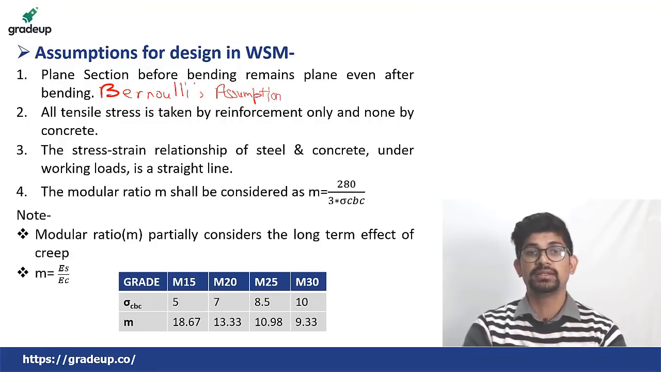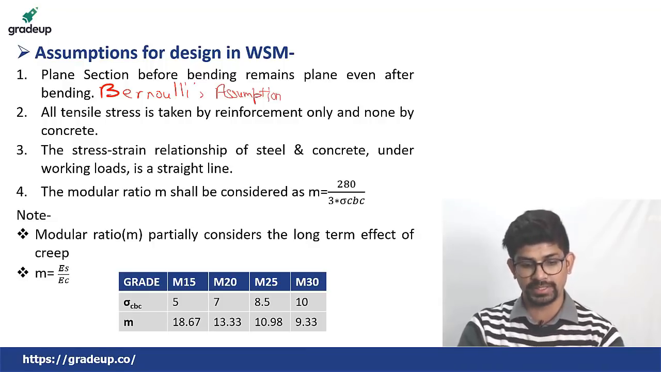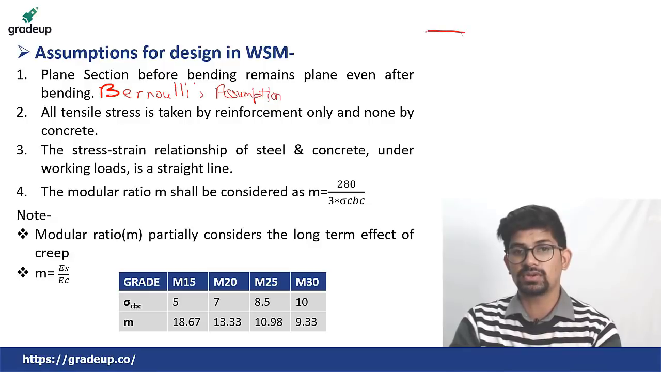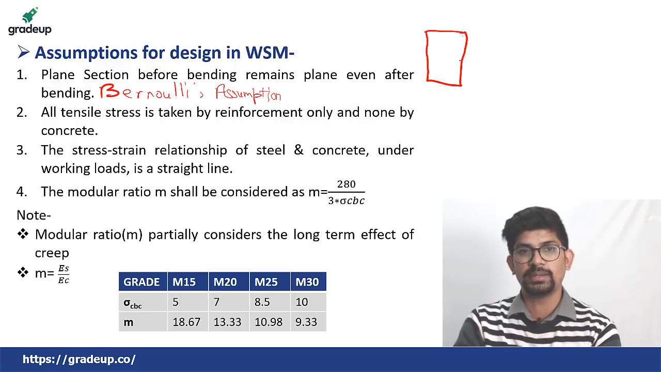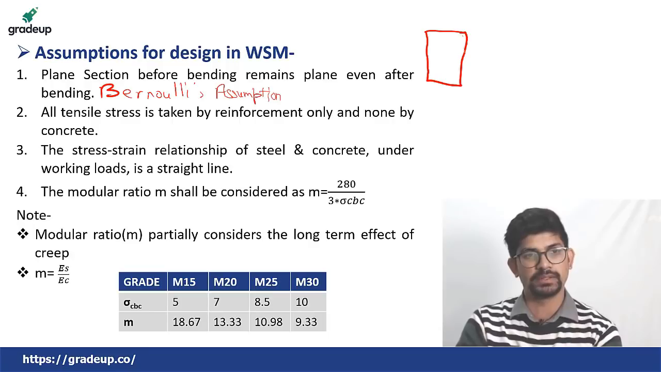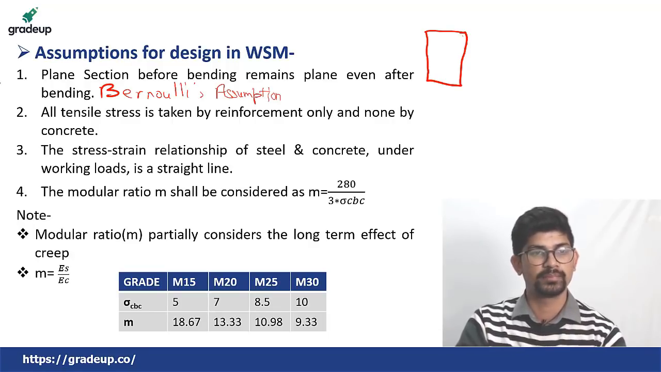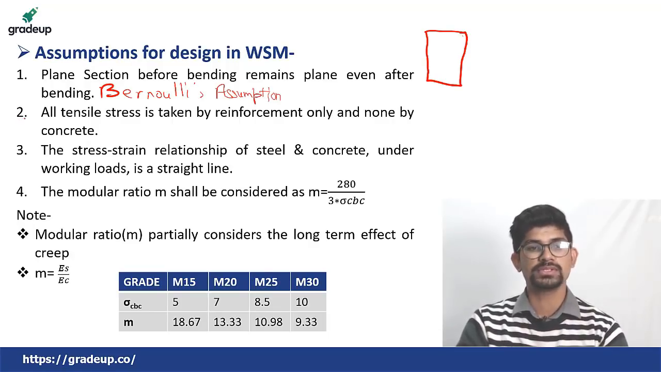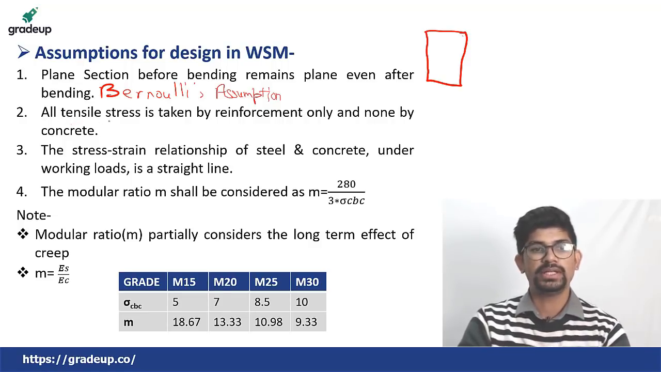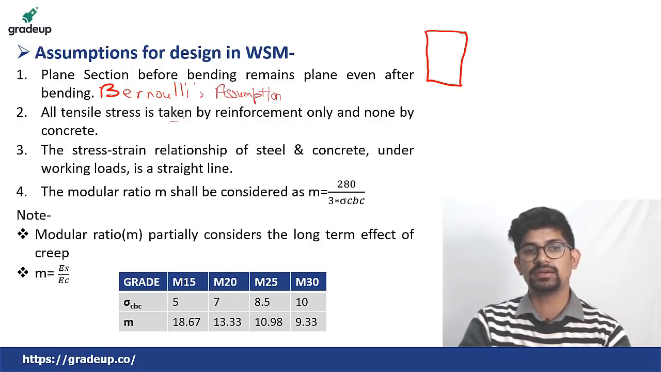It states that the plane section before bending remains plane even after bending. So this cross section of a rectangular beam, which is plane before bending, after the application of the load and subsequent bending, remains plane. This is the first assumption here. The second assumption states that all tensile stress is taken by reinforcement only and none by the concrete.